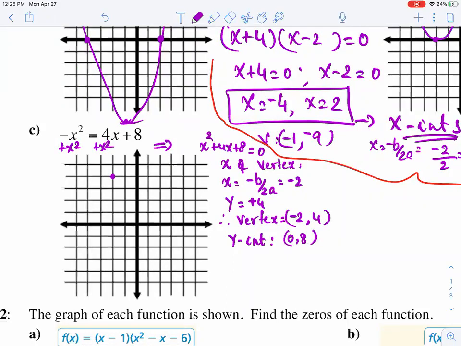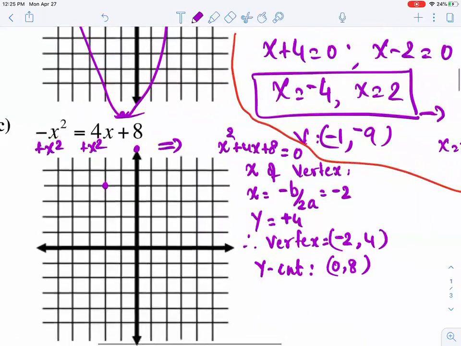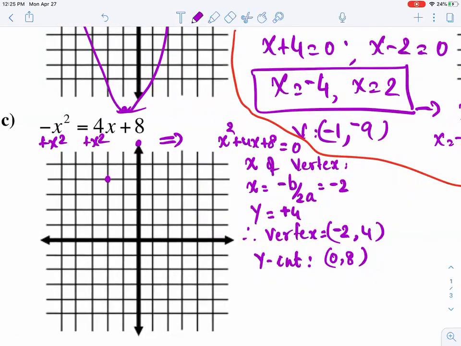(0, 8), right? Okay, so let's plot that. Okay, what else? Now this is the axis of symmetry, so you know that you are going to have something here.